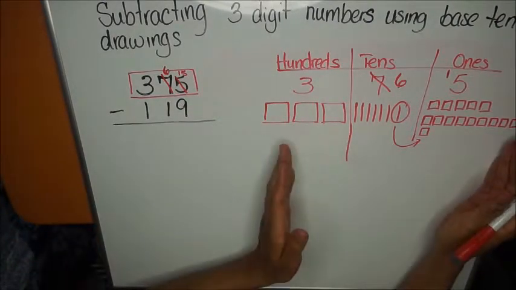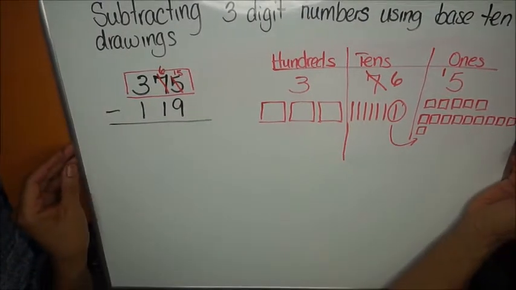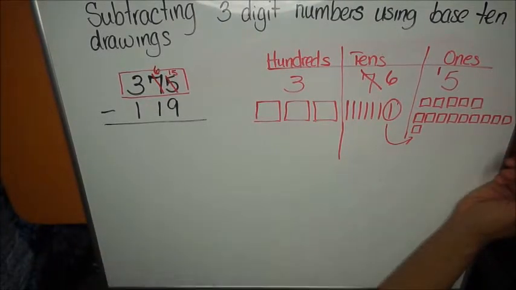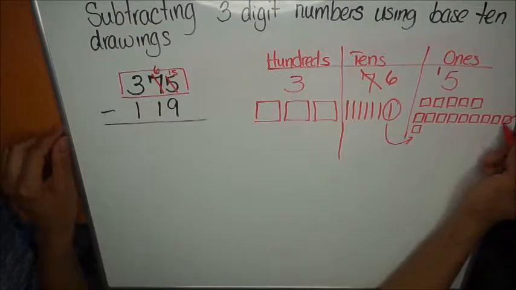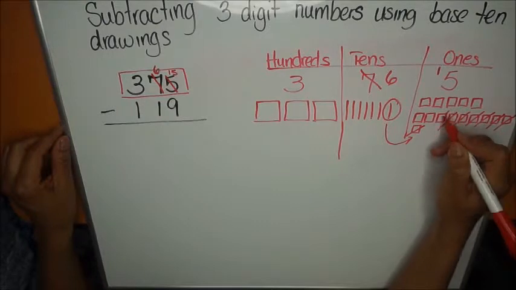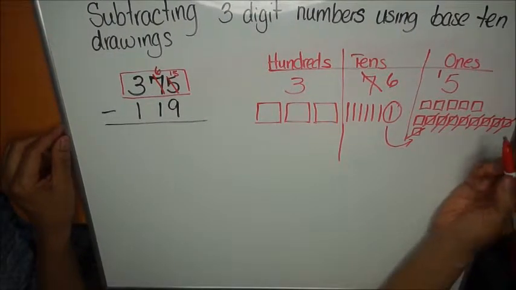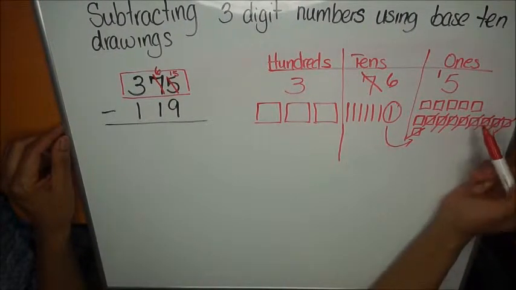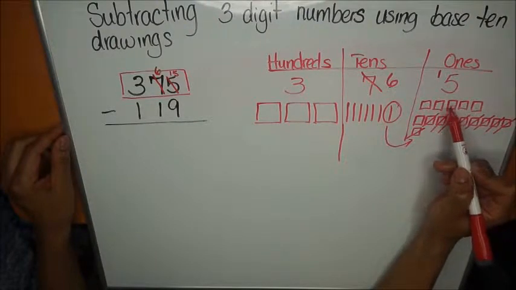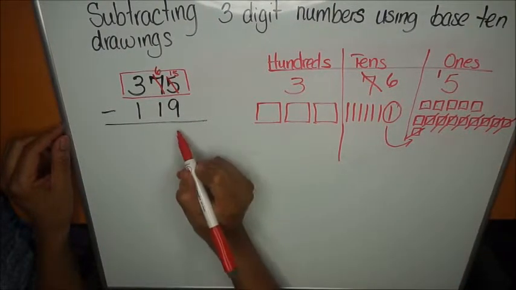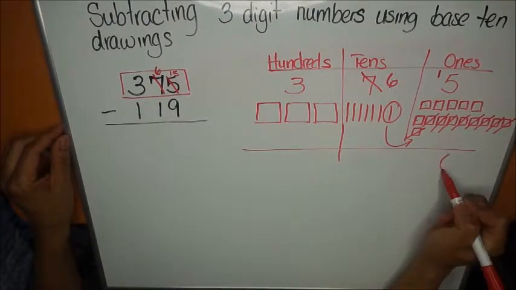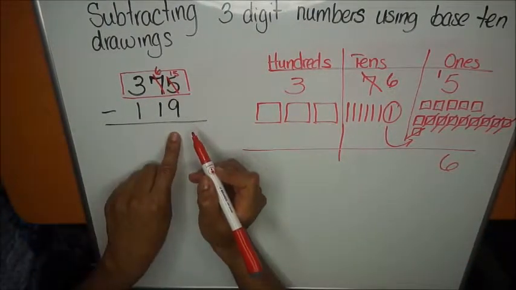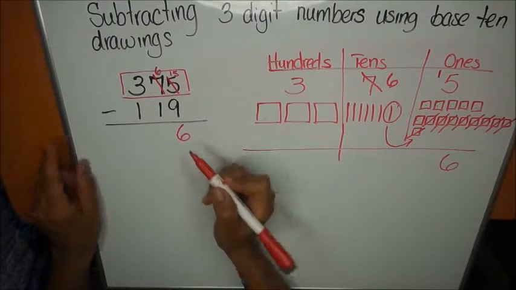So let's go back to our drawing, and we're going to subtract, or cross out, 9 ones or 9 units. 1, 2, 3, 4, 5, 6, 7, 8, 9. And let's see what we're left with. We are left with 1, 2, 3, 4, 5, 6. 6 units. So we're going to put 6 here. And I'm going to go over to my problem and put 6 over here.